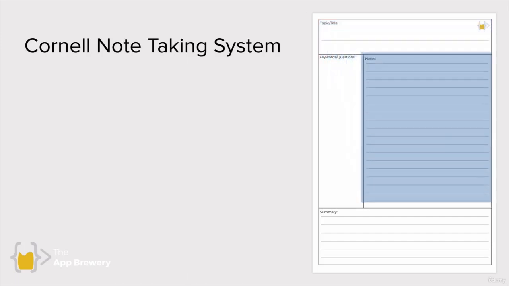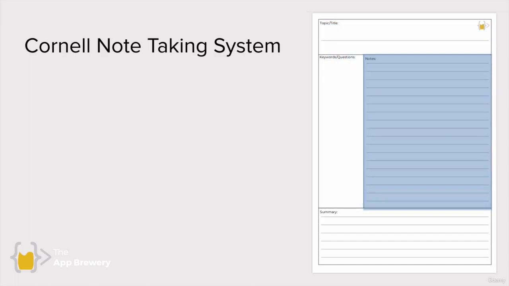So one of my favorite note-taking systems is something called Cornell Notes. And it's very, very simple. It just splits a single note page into 4 sections. At the top, you have the topic, what the notes are about. And then you have the section of notes where you would write down the majority of your notes.